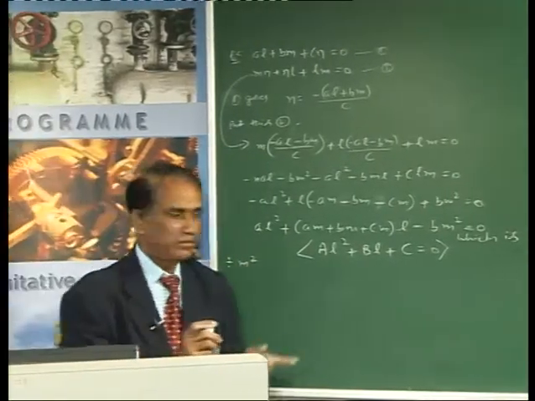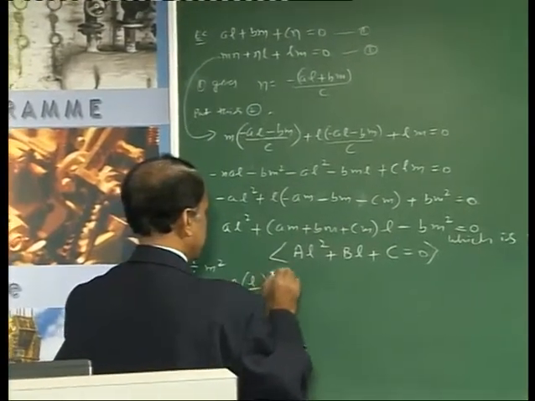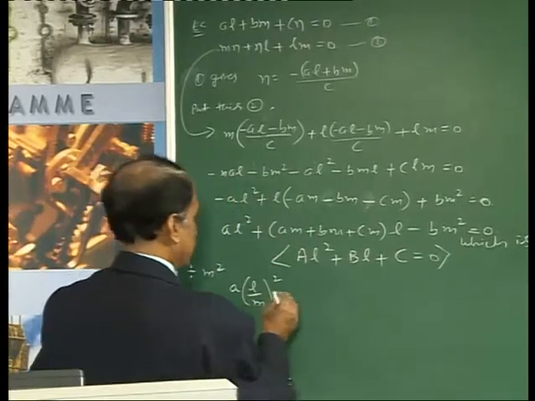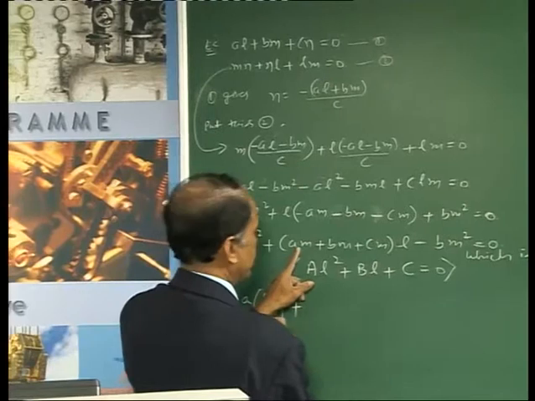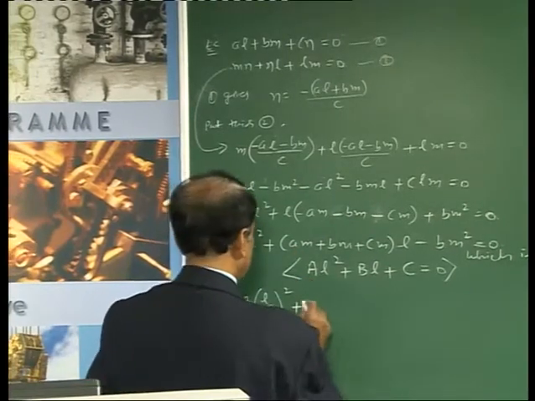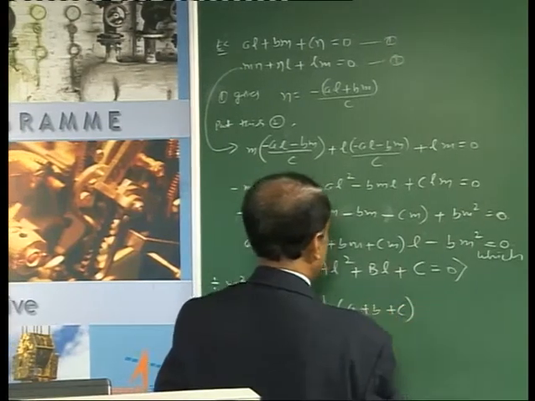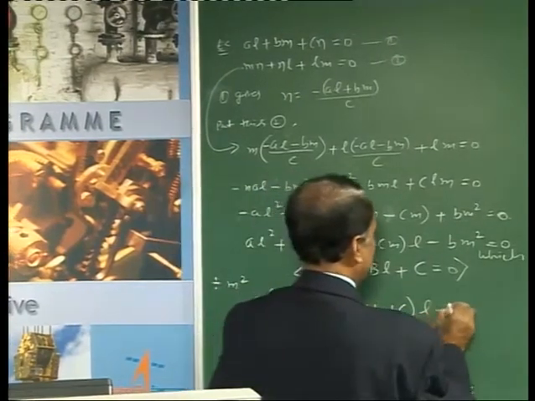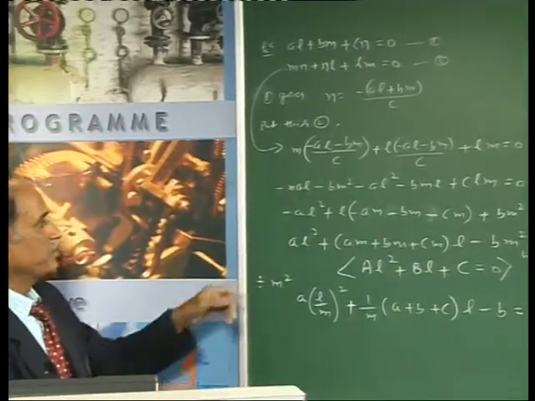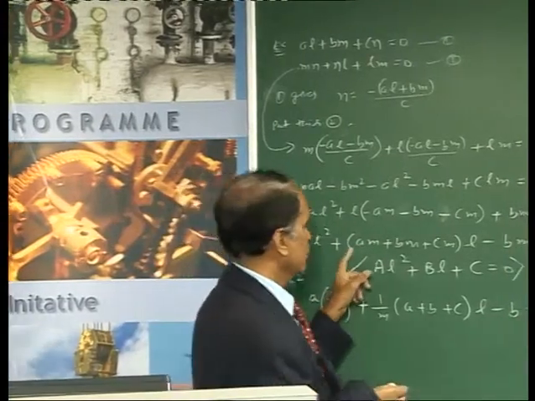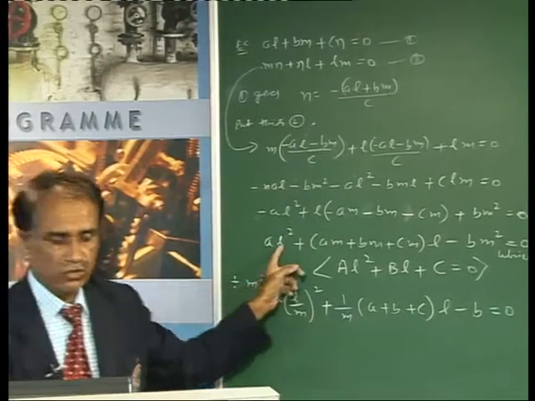For some purpose I am taking like this, that should be A into L by M whole square, and here plus, if you take M common, M square you are dividing, that is 1 by M, A plus B plus C into L minus B is equal to 0. That means A L square roots will be like L1 and then L2.